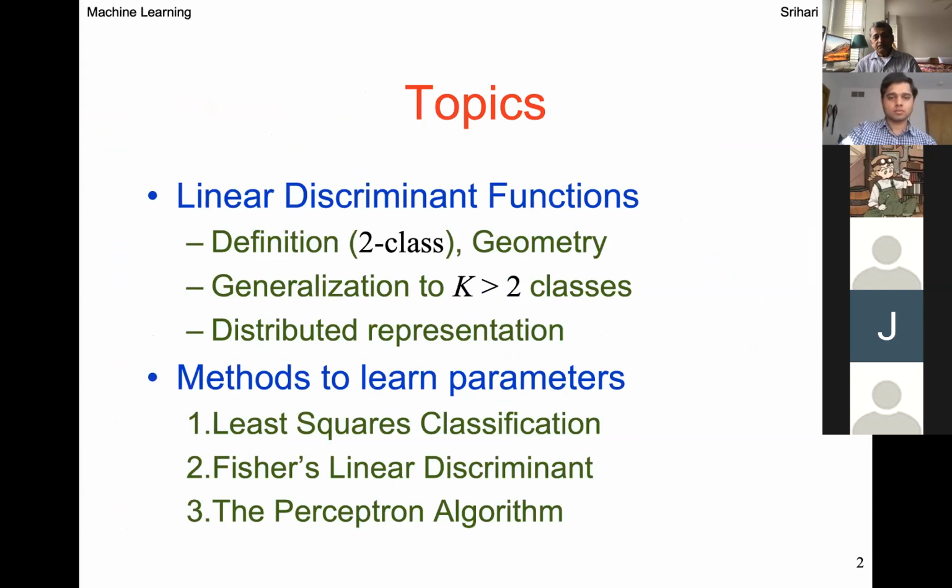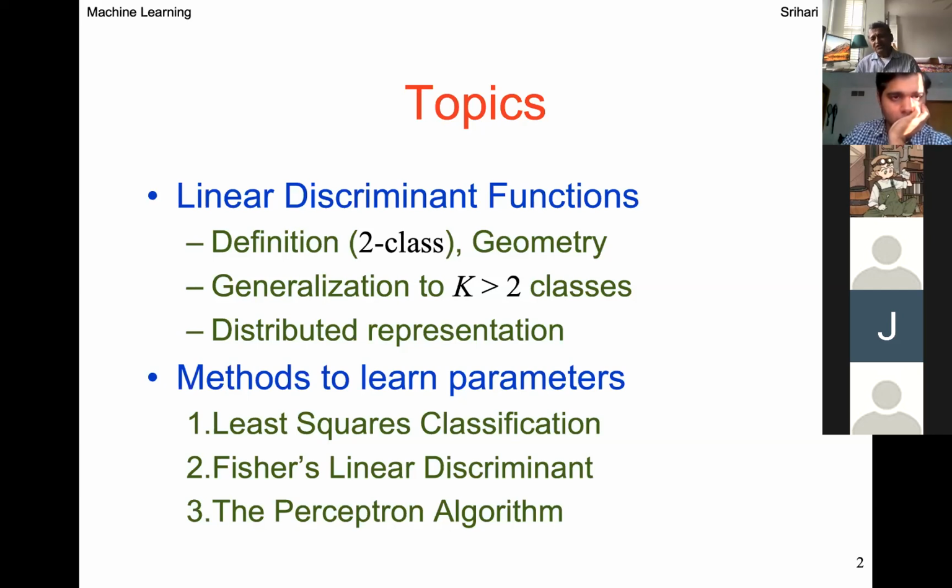So in linear discriminant functions, we typically begin with looking at the two-class problem, the geometry of the two-class problem. So you have data points from two classes. How do we separate them? Using lines and planes and hyperplanes. And then how does one generalize it to greater than two classes? That becomes the multi-class problem. And typically it's done by using multiple planes. So if you know how to configure planes between two classes, you can use planes between pairs of classes or one against the rest and so on. We can generalize to greater than two classes.